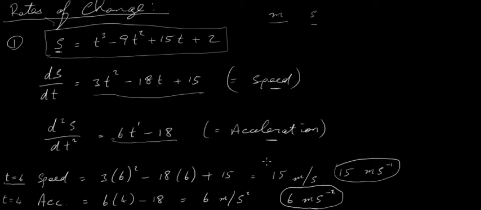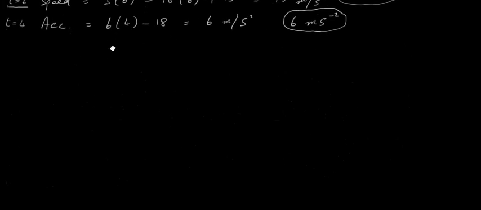So that's a fairly straightforward example. If you have an equation for distance, you can differentiate it with respect to time to give you speed, differentiate that, and you'll get a formula here for acceleration. Okay, let's have a look at example number 2.